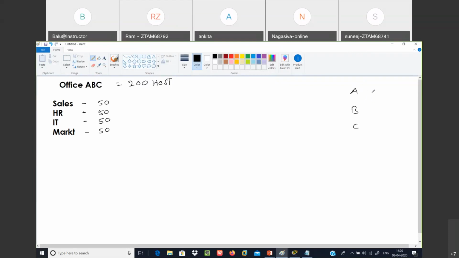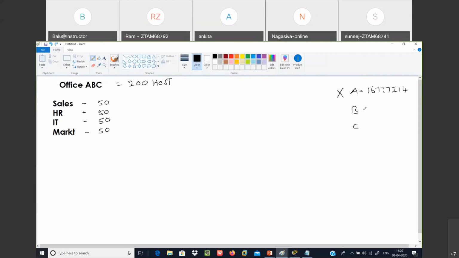Why? Yeah, perfect answer. The thing is, if I use a class A IP address, for each network of class A we have 16,777,214 IPs available. It's a very large number, but our office ABC requirement is only 200. So out of a very large number of IP addresses, if I use only 200, all the remaining IPs are wasted. So class A is not recommended.